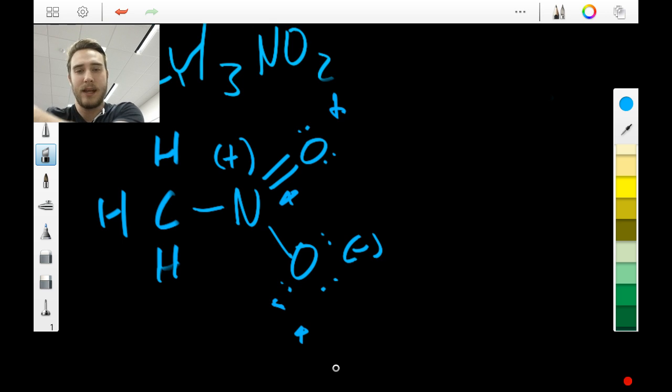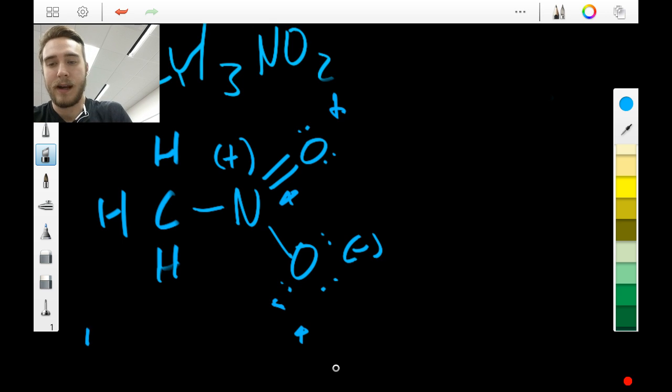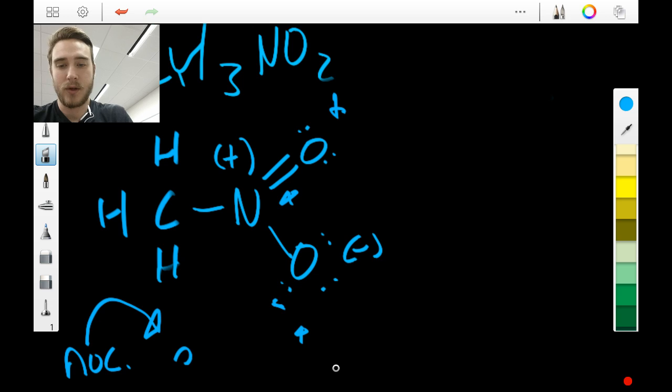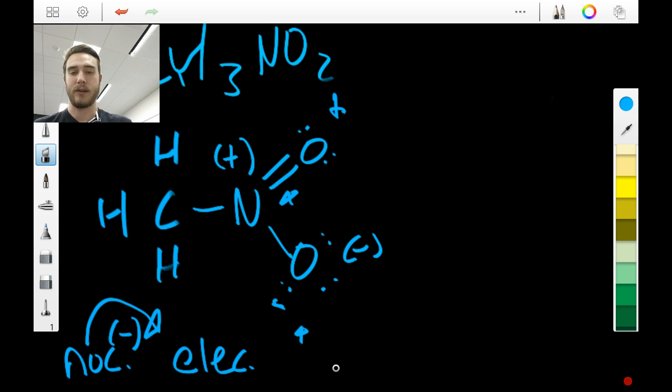So how do we indicate that? Well, our curved arrow, it always starts with the nucleophile and goes to the electrophile. Nucleophiles usually have a negative charge to them. Electrophiles may have a positive charge, may not have a charge at all. But we can see pretty clearly that this oxygen right here is going to be our nucleophile.